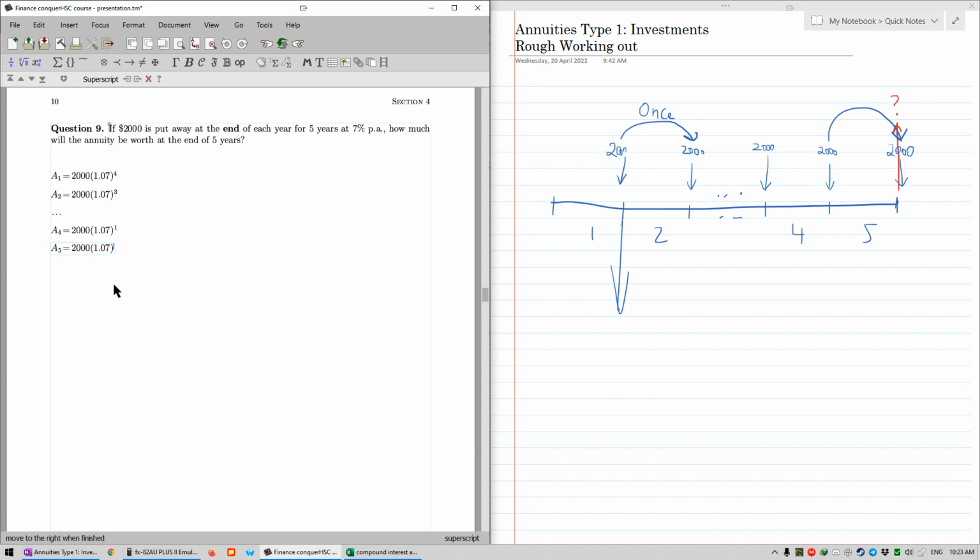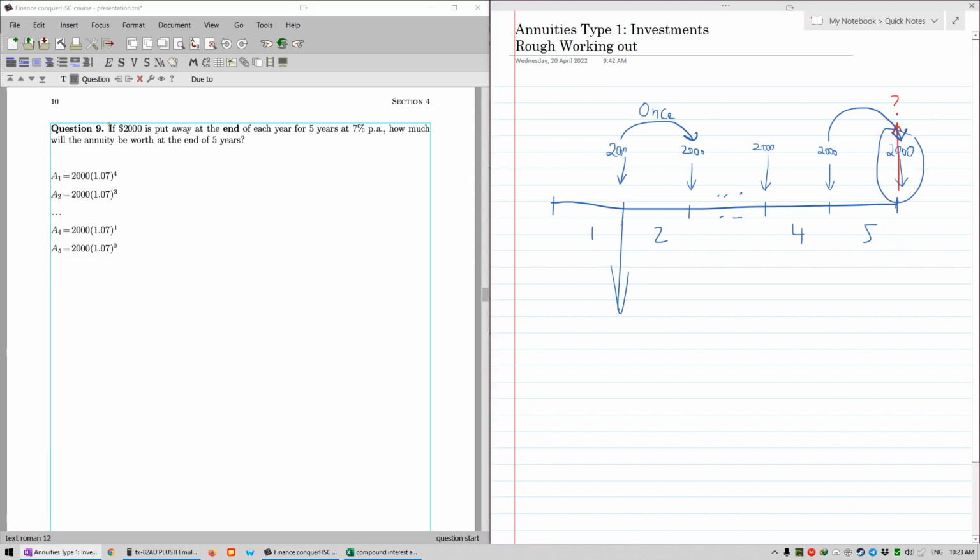1.07 to the power of 0. Why 0? Because it spends 0 time periods compounding. You put the money in on the same day you're taking the whole investment out. At the end of the 5th year, you put money in, you also take it out. So it doesn't compound because it didn't spend time in the bank. Okay, and there we have it.